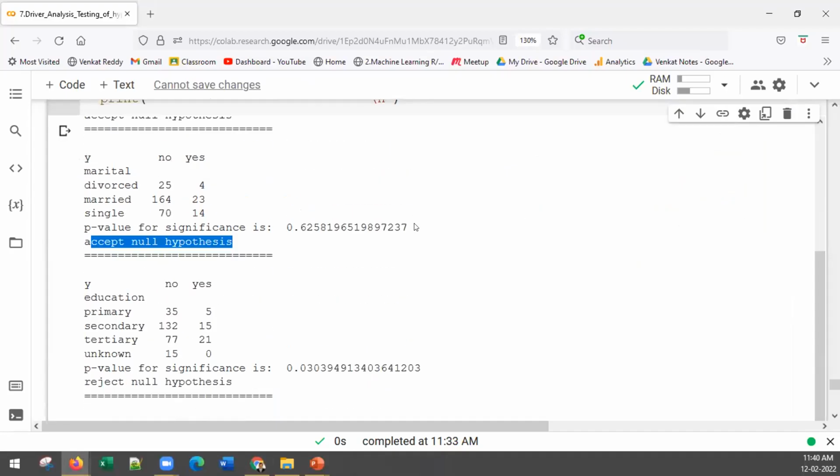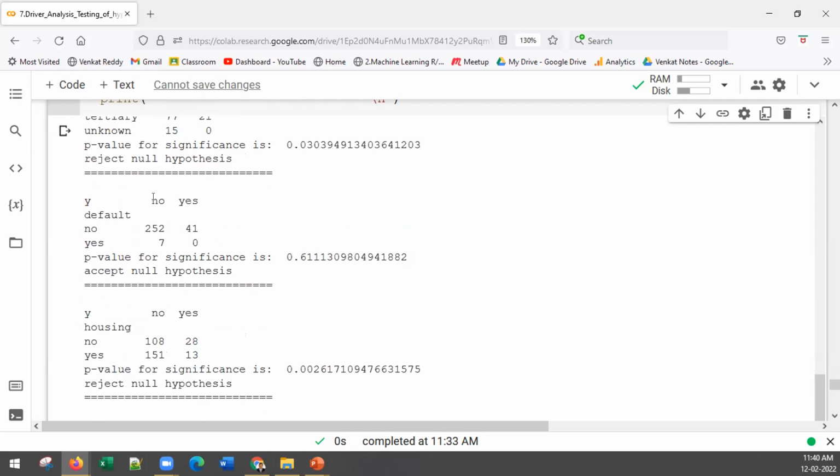Education: a customer buying or not buying, does it depend on education? Yes. Why do we say that? Because we are rejecting the null hypothesis. You are rejecting that they are independent. When you reject their independence, what are you accepting? Think about it. They are not independent, so there is some dependency.